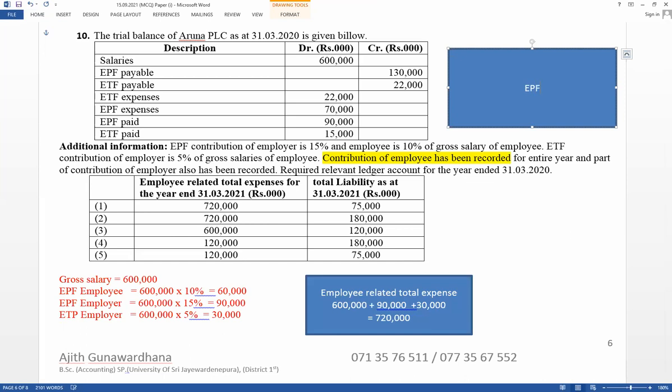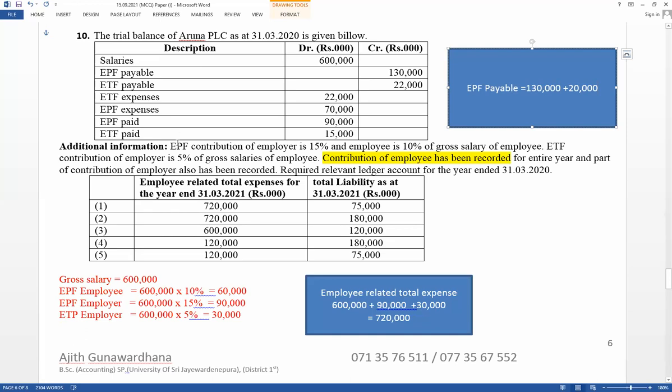First one, EPF payable. As EPF payable, how much should be considered? EPF payable account balance it has given 130,000. Now contribution of employee has been recorded, therefore contribution of employee should not be considered. But think about EPF expense account balance available 70,000, but employer contribution equals 90,000. EPF contribution of employer should be considered as expense. Balance 20,000. EPF expense account debit, EPF payable account credit.